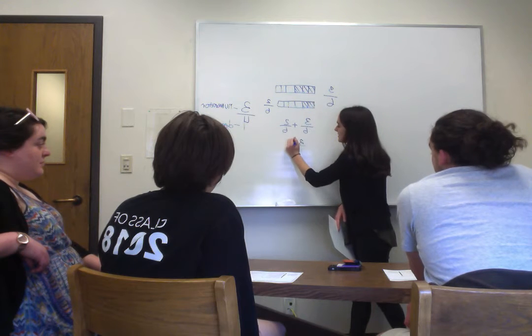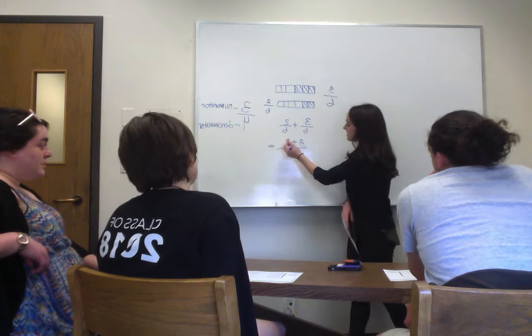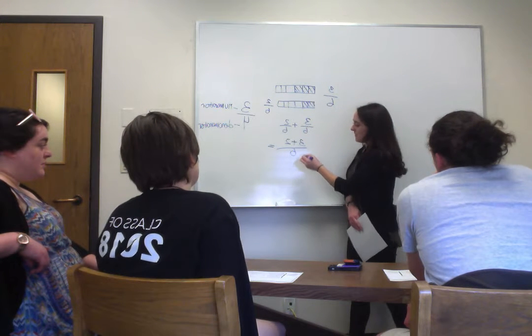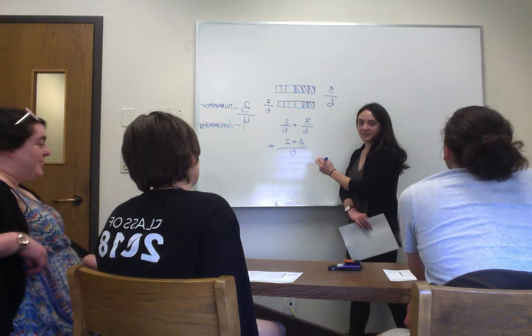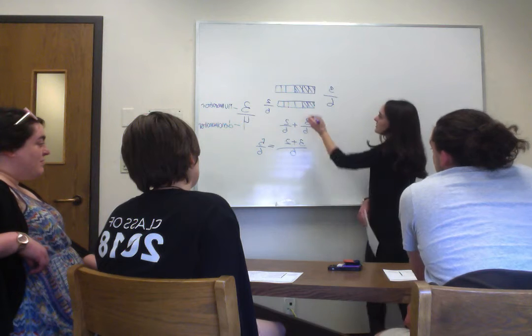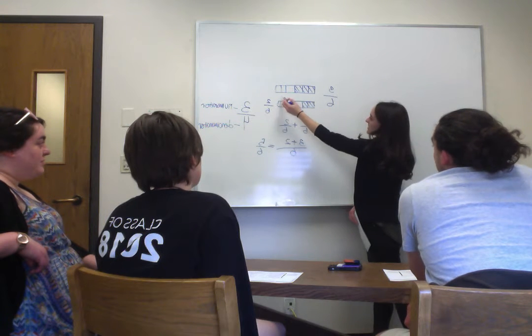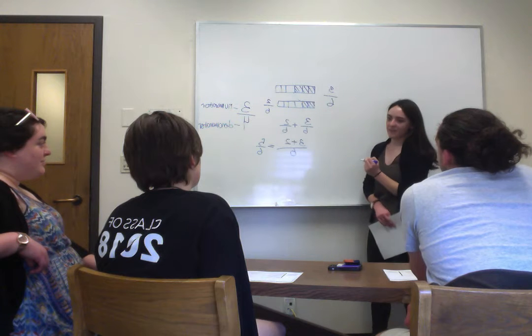So the easiest way to do this is to write 3 plus 2 over 6. Anyone tell me what that would look like finalized? 5/6. Yeah, 5 over 6. And you can see that if we've got 6 parts, that makes 5 out of 6.